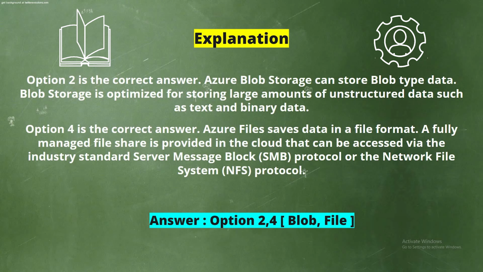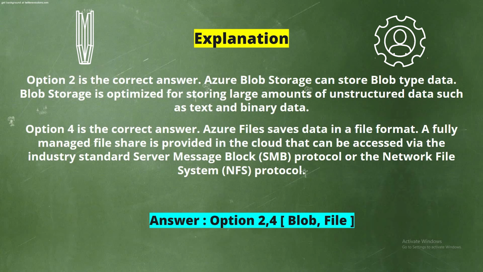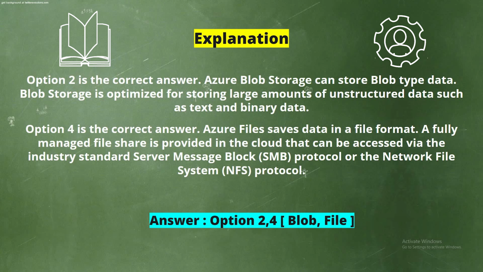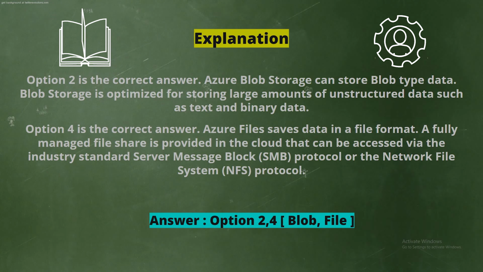Explanation. Option 2 is the correct answer, as blob storage can store blob type data. Blob storage is optimized for storing large amounts of unstructured data, such as text and binary data. Option 4 is the correct answer, as files saves data in a file format. A fully managed file share is provided in the cloud that can be accessed via the industry standard Server Message Block protocol or the Network File System protocol.